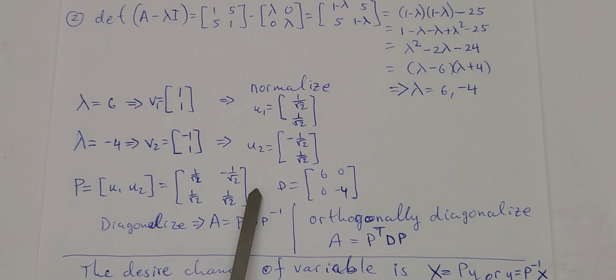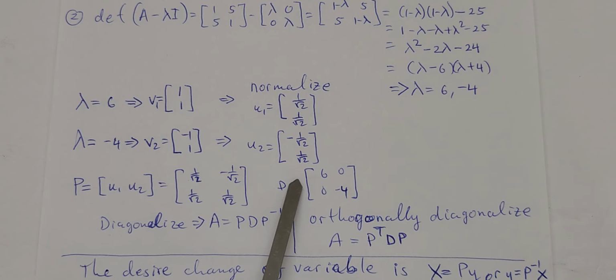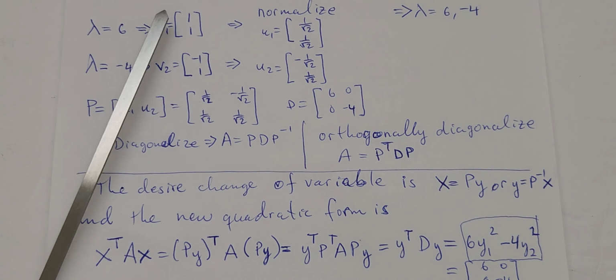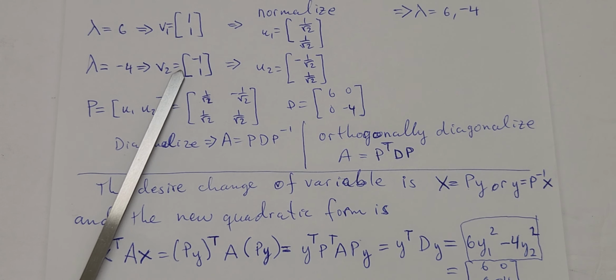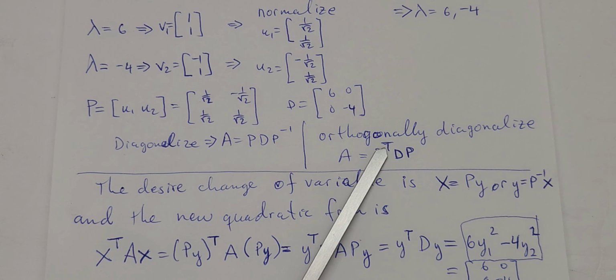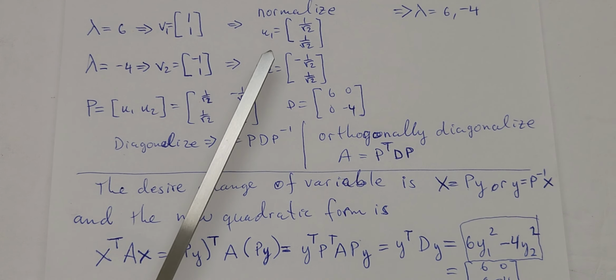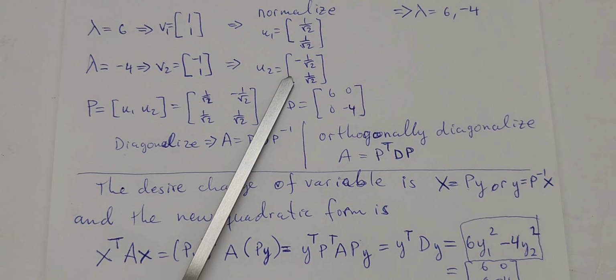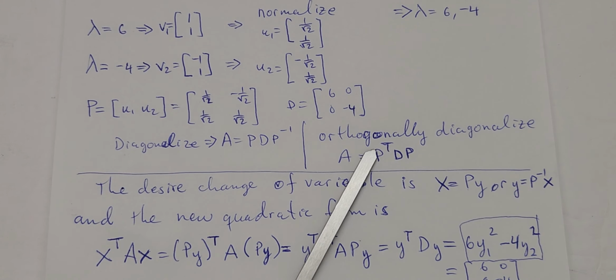This matrix is the normalized eigenvector. This matrix is the eigenvalue. Now, I hope you remember this formula is only for diagonalize. Diagonalize only uses the regular eigenvector. Orthogonal diagonalize will use the normalized eigenvector. So be very careful between these two.